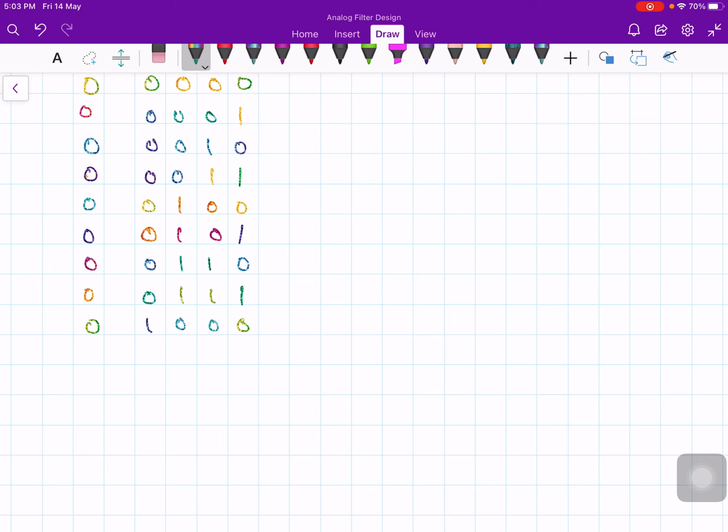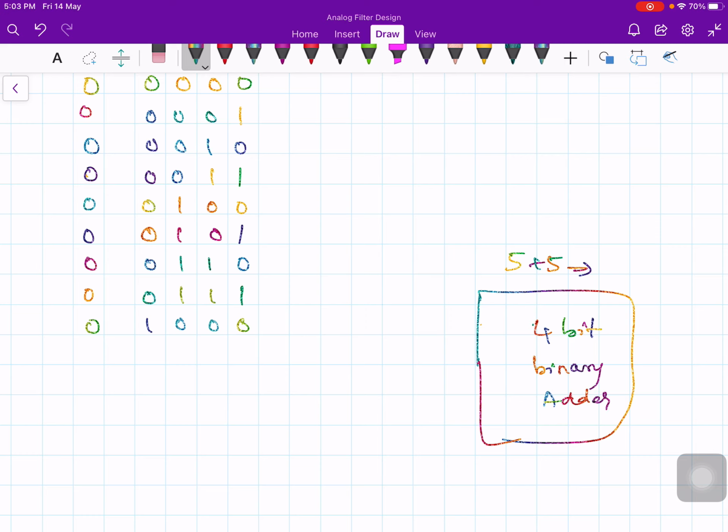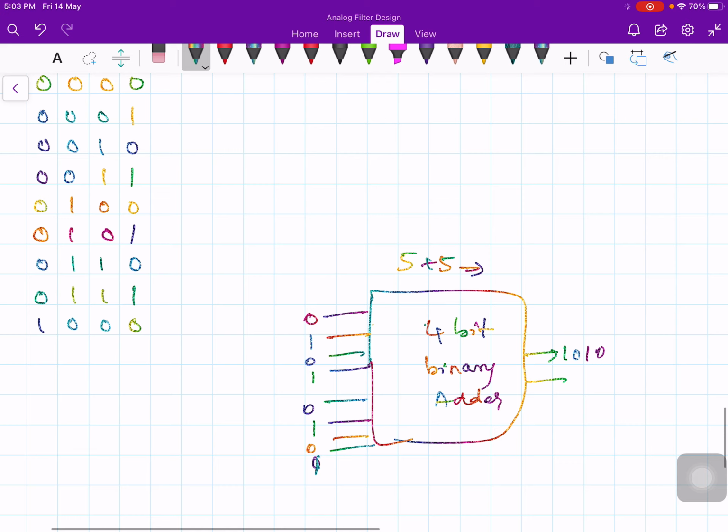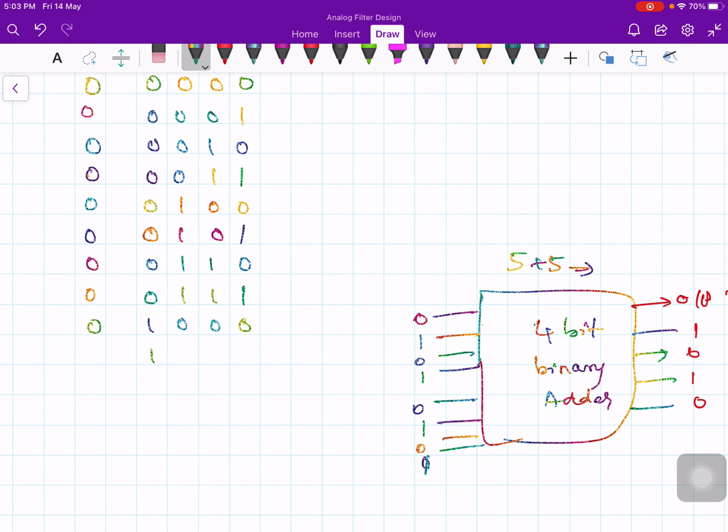For example, if you want to add 5 plus 5, so the binary adder, you take 4-bit binary adders. So here 4 bits, let's say 0, 1, 0, 1, right? That is 5. And then here also you give 0, 1, 0, 1. The output is 1, 0, 1, 0. There are 4 outputs, 1, 0, 1, 0, like that. And of course, the output carry is 0.